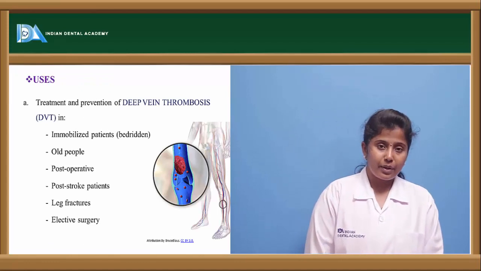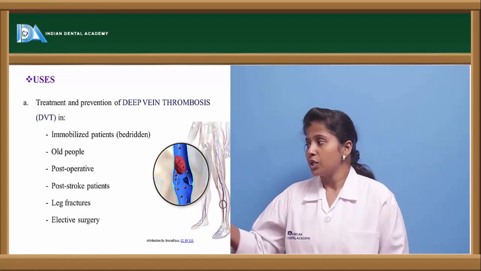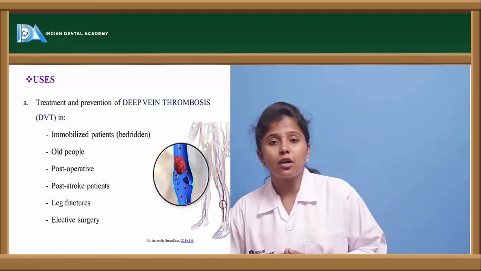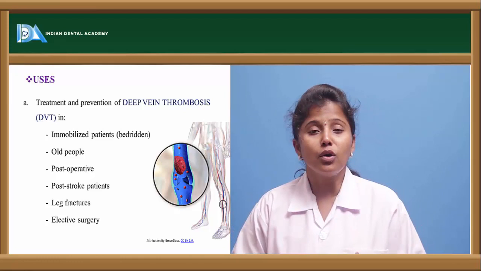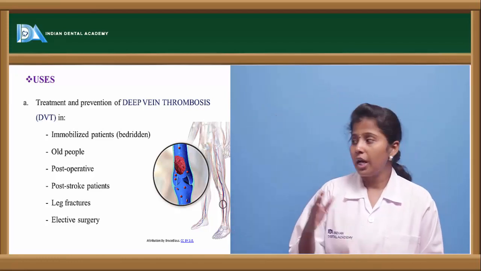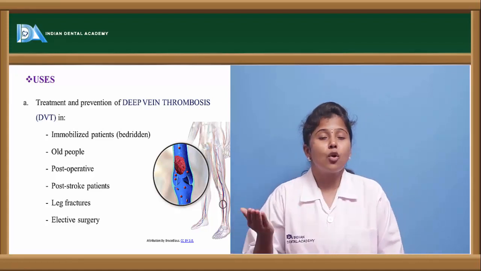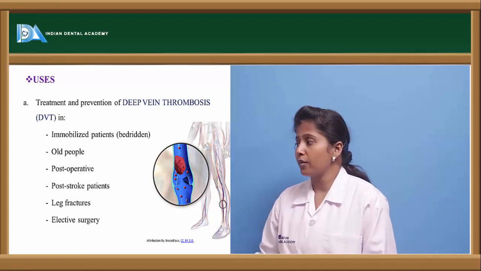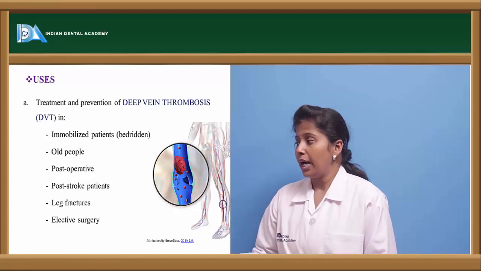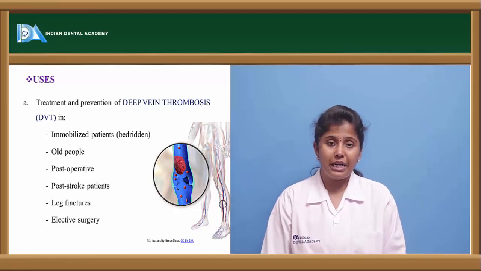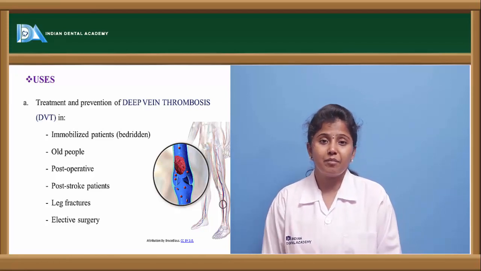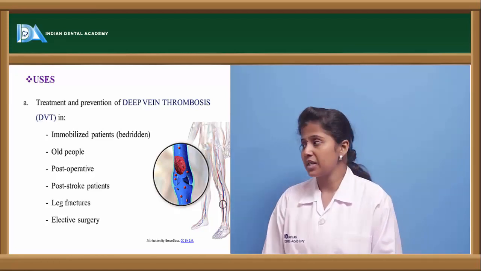Let us see the uses of heparin, where it is used. Heparin is used in the treatment of deep vein thrombosis. If there are any clot formations in the veins, then in order to prevent these clots, heparin is given in immobilized patients, in elderly people, and post-operatively. After the operation, if there is any clot formation, and in post-stroke patients who had a stroke before, and if there are any leg fractures or elective surgery. In all these people, the thrombus formed in the veins, its prevention can be done by heparin.